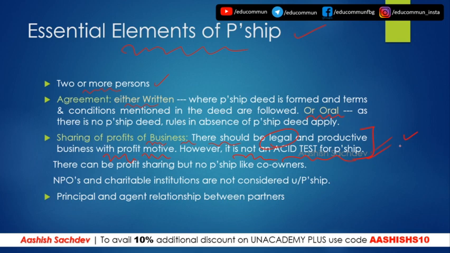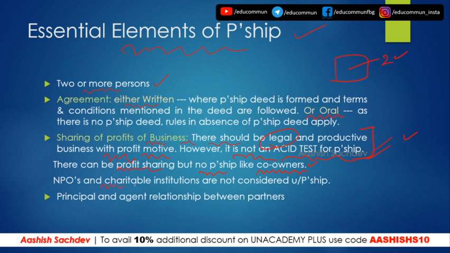That if there is a business and they are sharing the profits, it does not mean that they are in a partnership. Why? Because there can be profit sharing but no partnership in case of co-owners as well. So if there is a property and there are two or more owners to it, then they are co-owners to the property, and if they decide to share the profits that are being generated from that property, then there is profit sharing but no partnership. So what is the acid test of partnership? Let us look at it.